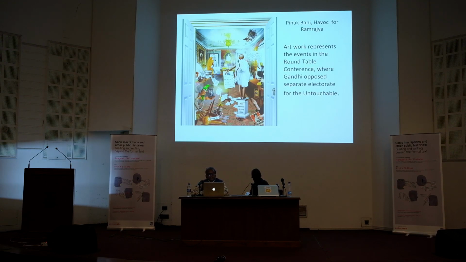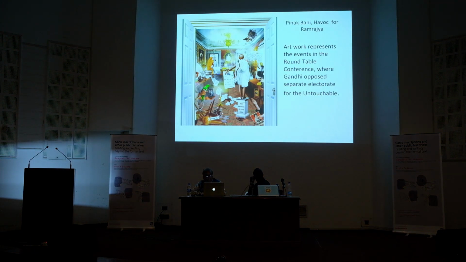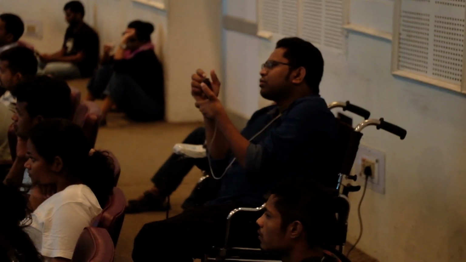Then there is another work, Havoc for Ram Rajya, which refers to the Round Table Conference, where it is shown how Gandhi opposed the separate electorate, and here is a person, Pandit Madan Mohan Malviya, who is holding a key and a lock, and that's where the temple entry movement becomes large and gets propagated, and Pandit Madan Mohan Malviya gets involved in saying that yes, we would like to open our temples, but don't go for the separate electorate. So that's a very scathing attack visually.